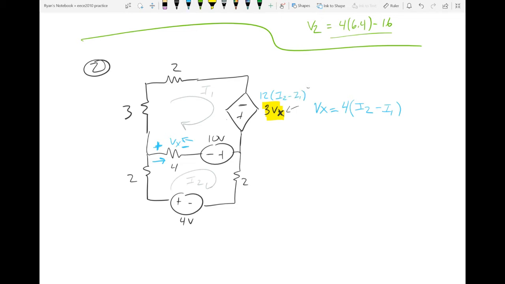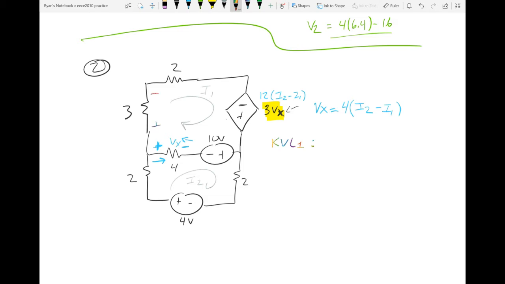And that way you don't have to include Vx in any of your equations, because when you write your equations, you want to make sure that the only variables you have are I1 and I2. Okay. All right, so you're going to do KVL for 1 and KVL for 2. There's no current sources, so I don't have to worry about super meshes.